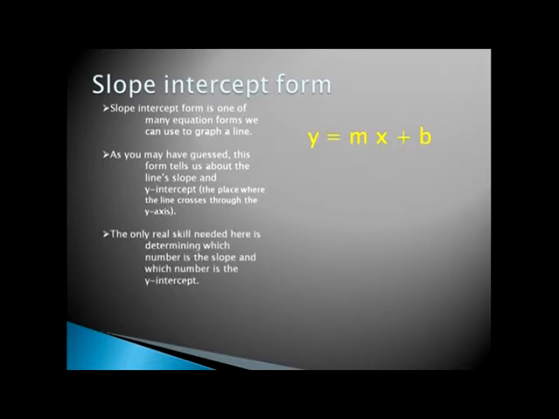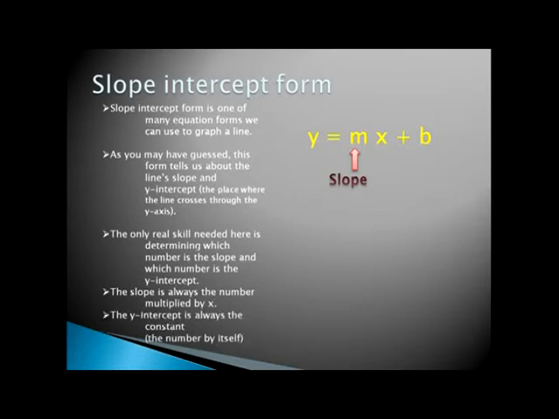The x and y represent x and y values of a point. The only real challenge here is to recognize where the slope and y-intercept are in this equation. The letter m is always the slope. This is always the number multiplied by x. The letter b is always the y-intercept. When we are in slope-intercept form, the y-intercept is always the constant, or the number that's by itself.